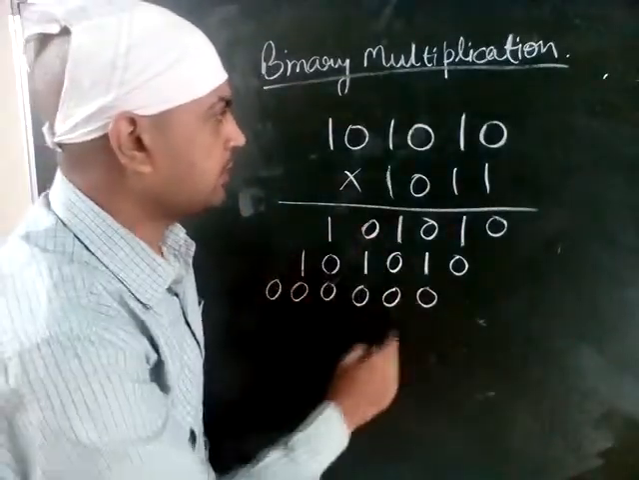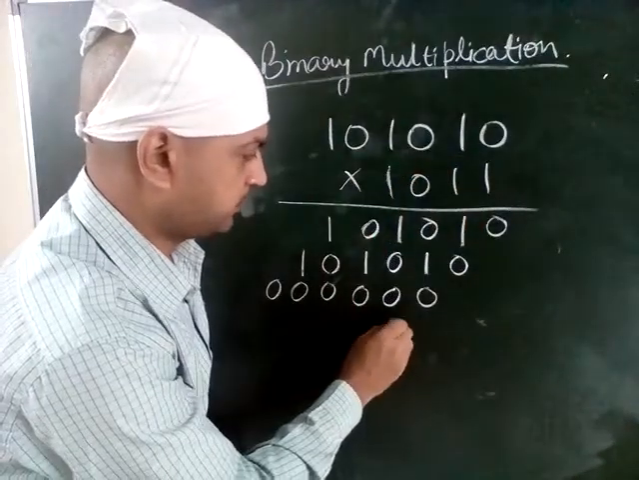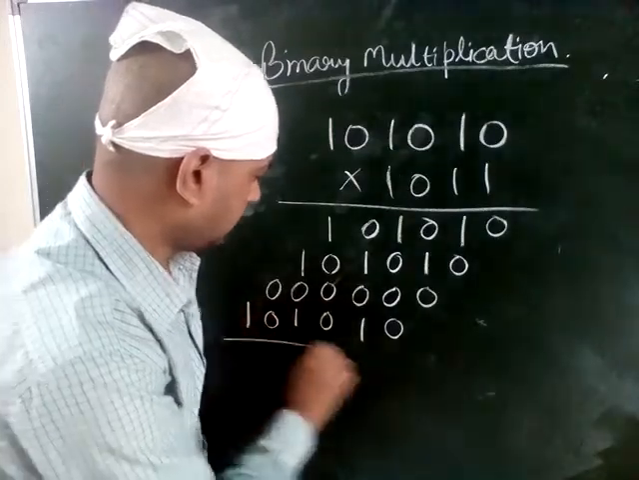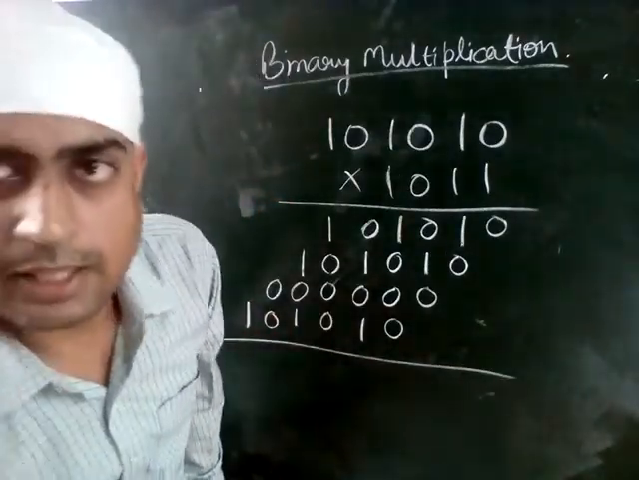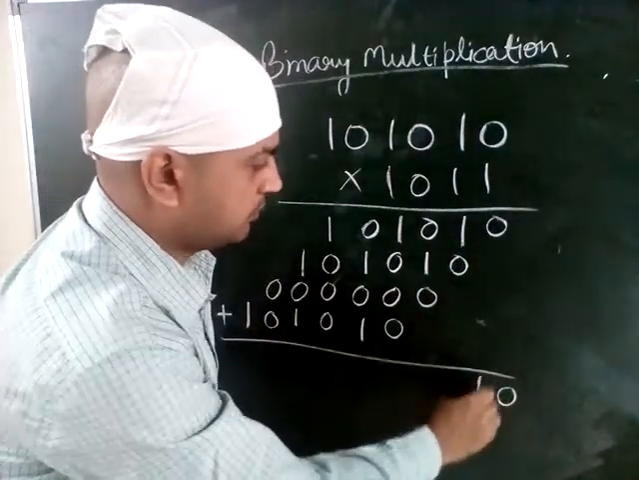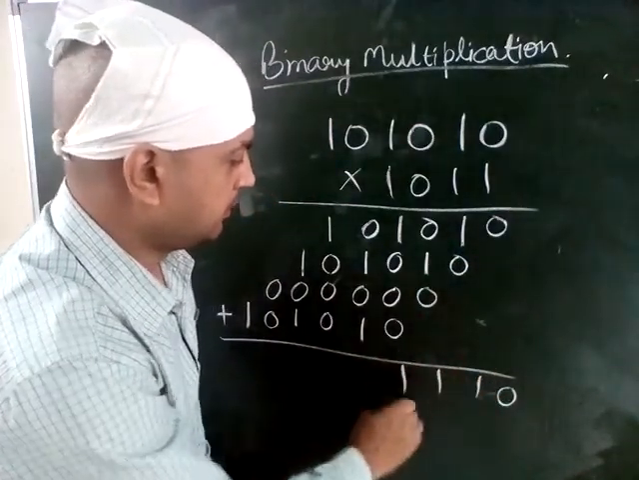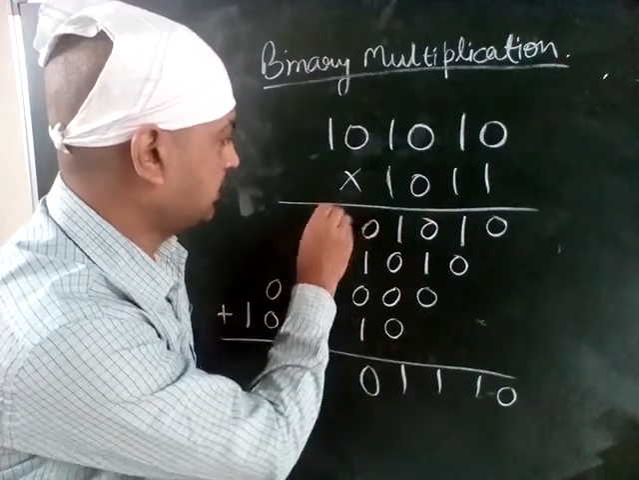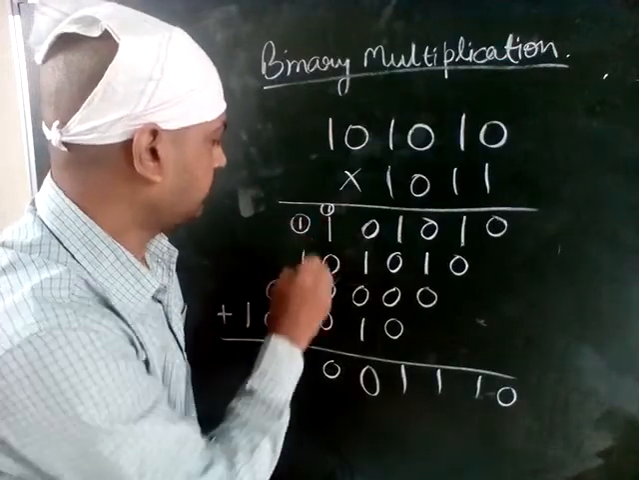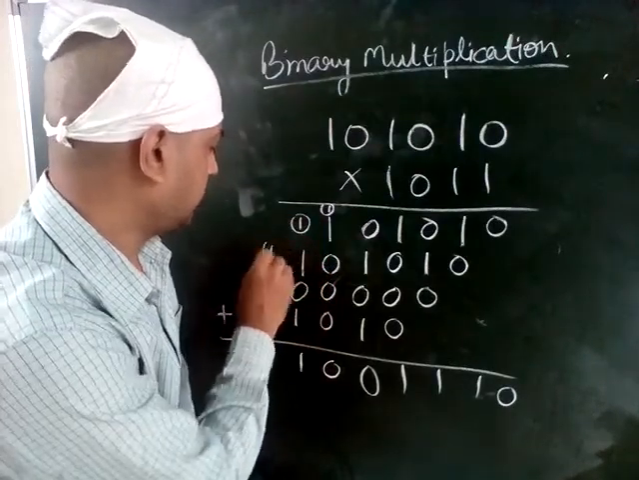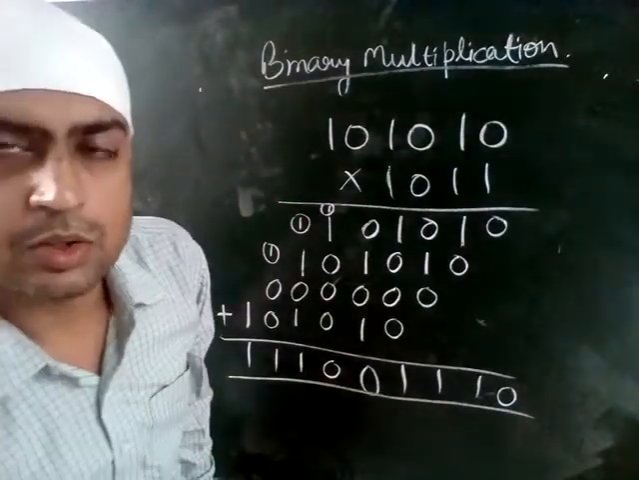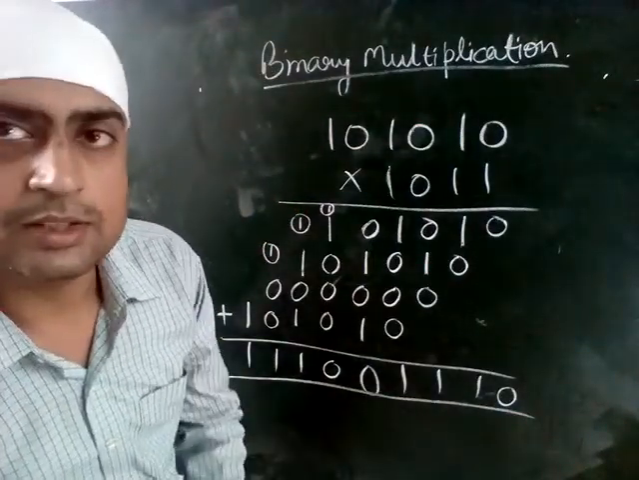Now again this number 0 1 0 1 0 1 0 1 0 1 0 1. Now we will add the numbers. 0 1 1 1 10 1 and 1 10, 1 and 1 10 1 11 1 1. Now this is the answer of this question. I hope you understand.